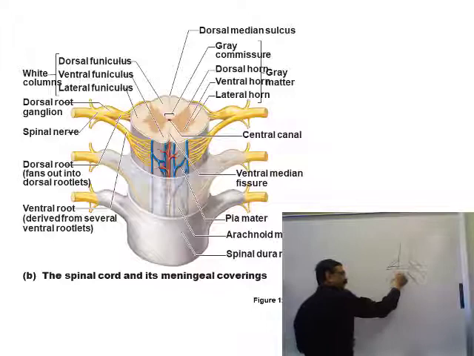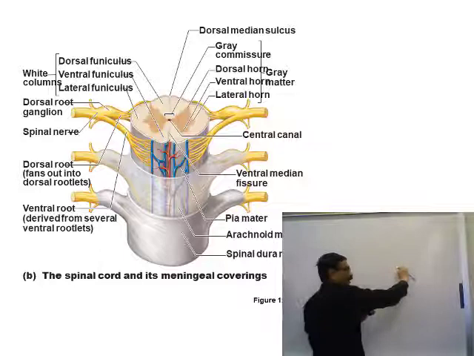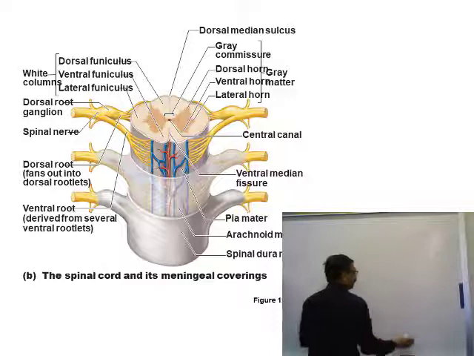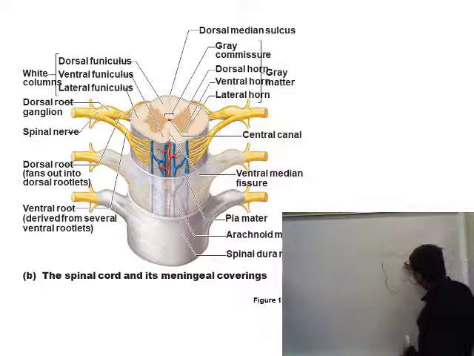So let's see this part. So I'm taking only this part. That means you have a slice of spinal cord and one pair of nerves. So now I am looking from the top. So this is the spinal cord. In the center, you have the central canal. You know, cerebrospinal fluid passes through that.